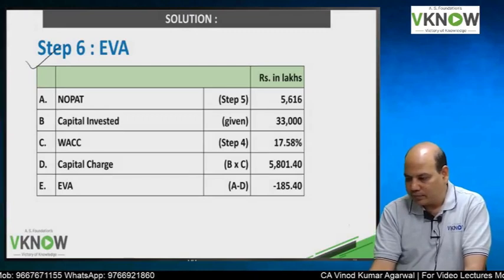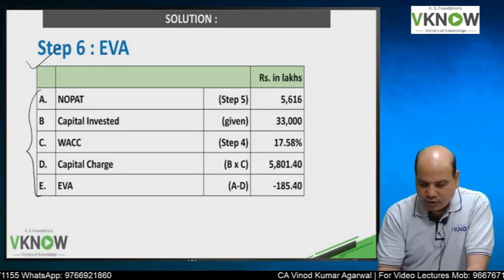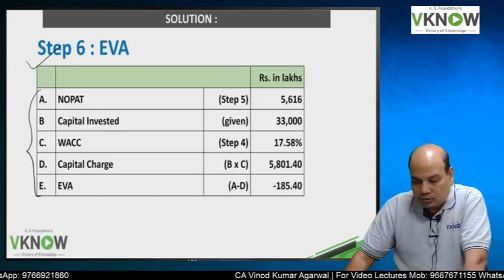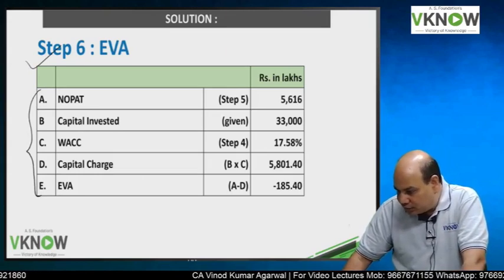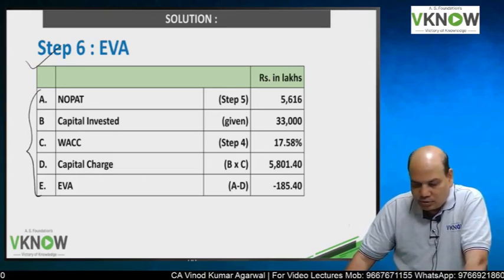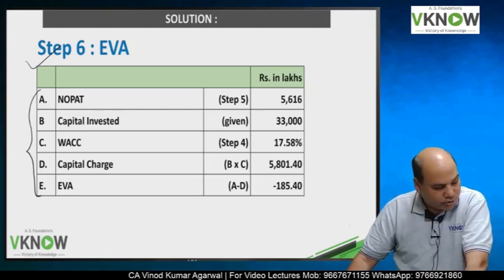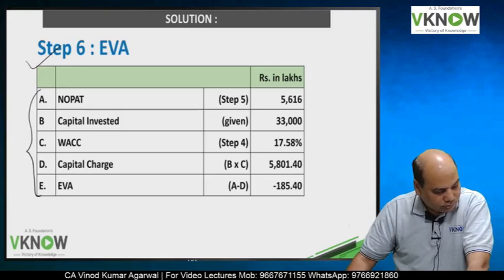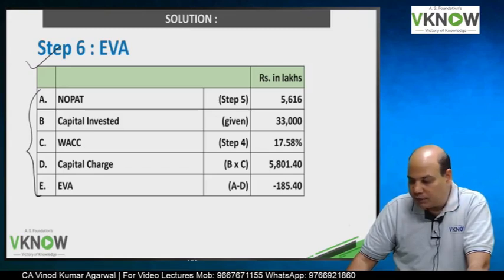Now write down my final answer. Step number 6, EVA. We always follow this format for EVA. However, this is not mandatory. This is my format. Right hand side, rupees in lakhs. So please write down NOPAT. If you want to write the steps also, most welcome. NOPAT is step 5, 5616.